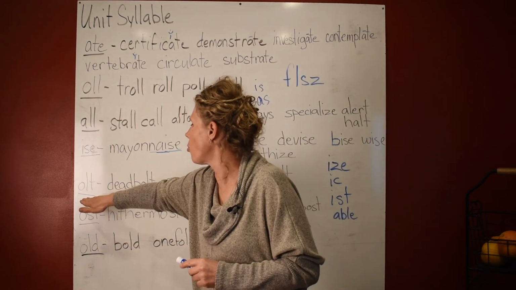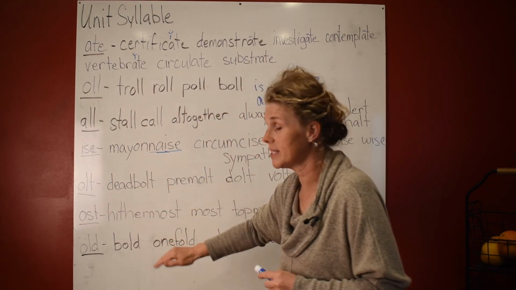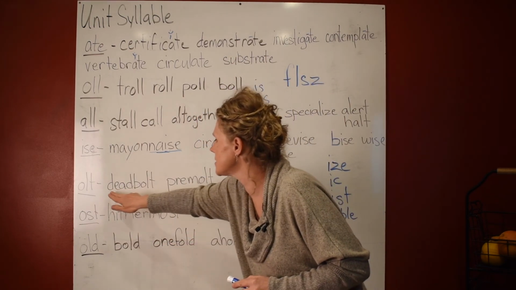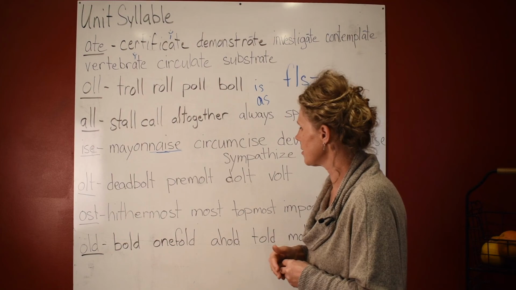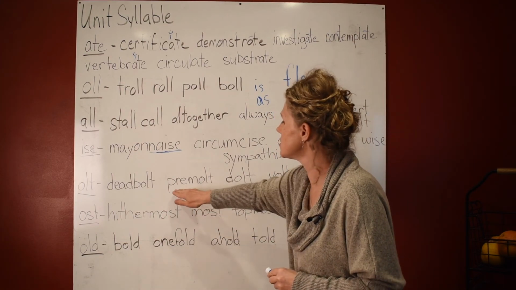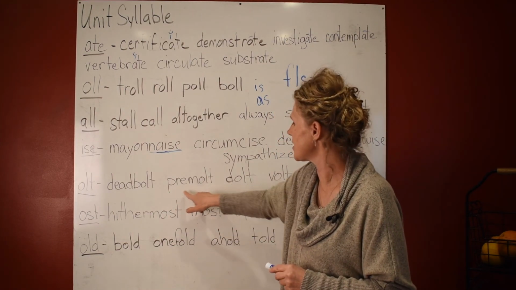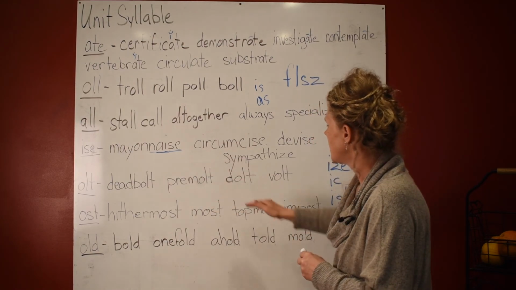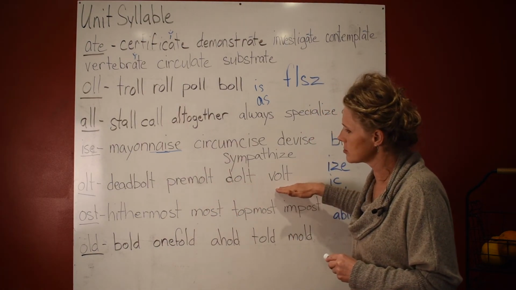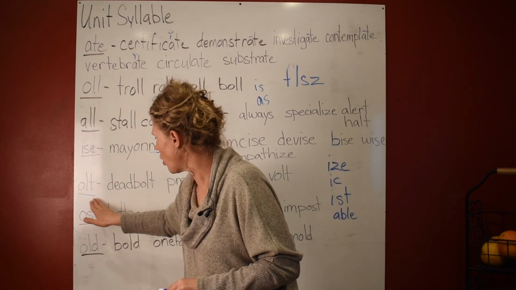Now let's go to olt. We have deadbolt. See, compound word, you guys. It's two words put together. Pre-molt, this is not a compound word. See how that's a prefix? And then there's your word. Dolt, volt.